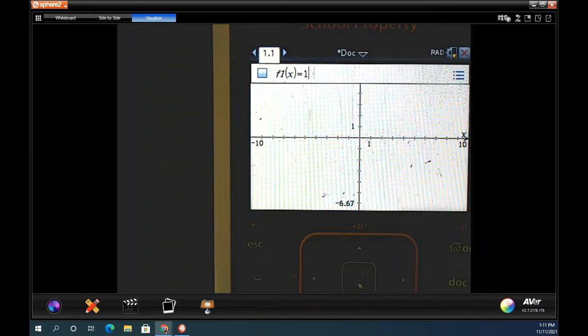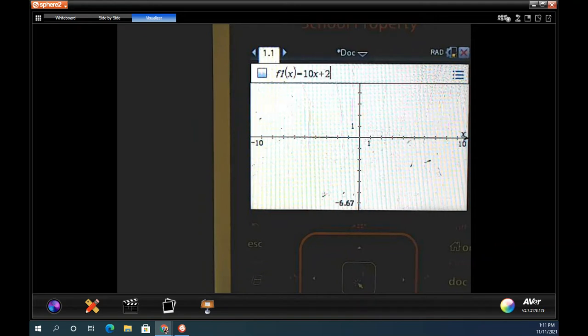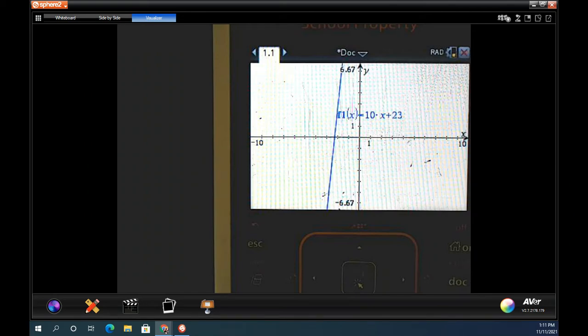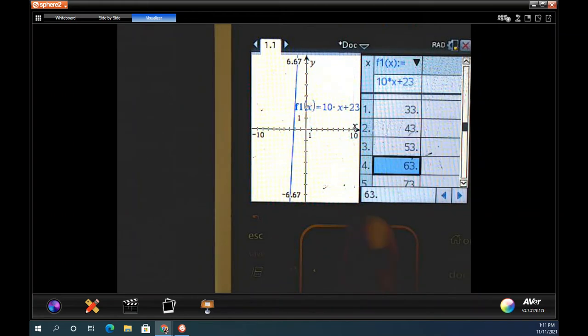10x plus 23. Hit enter. Okay, we can see the equation. That's fine. That's great. We can see the line of it. But we want to go to our table. Hit Control T. There's our table. Now, and we can scroll. As long as you're in this column, you can scroll up and down.